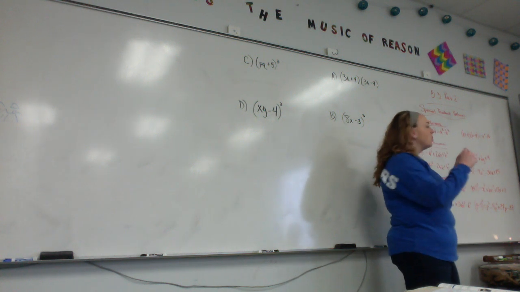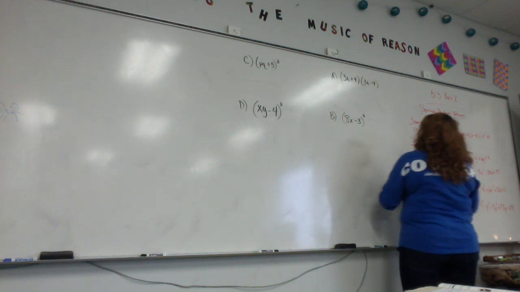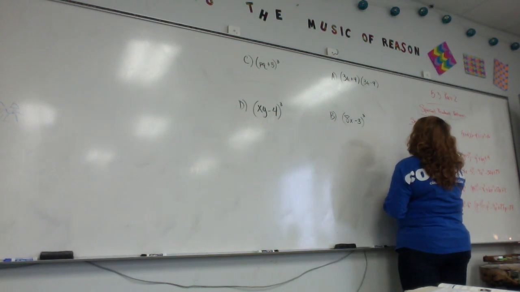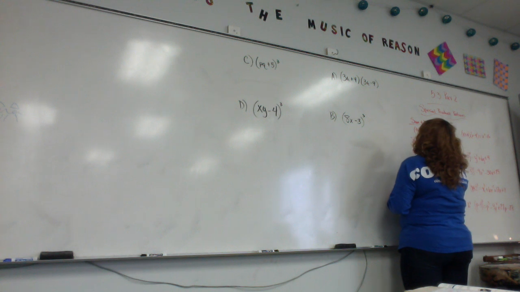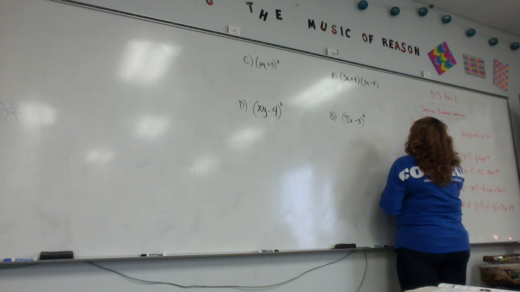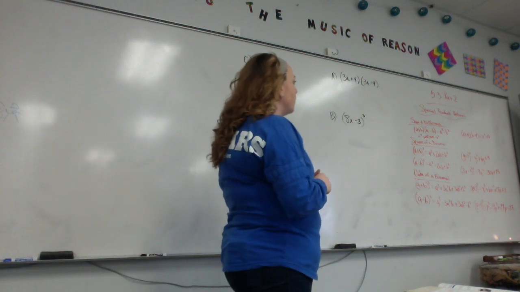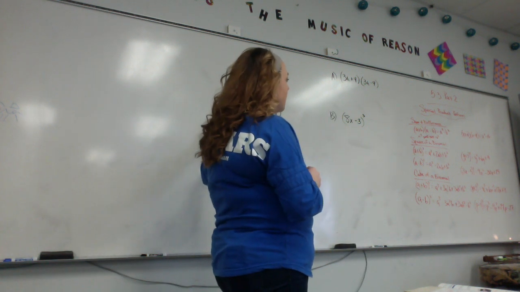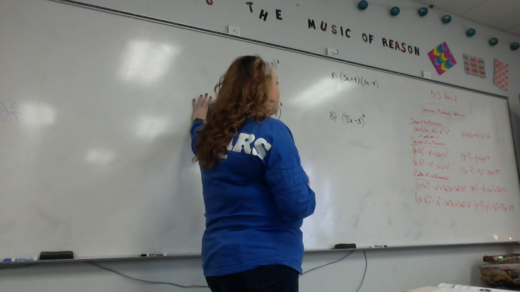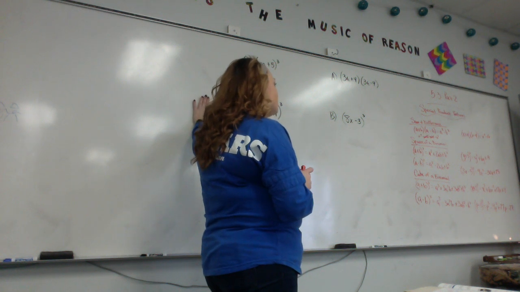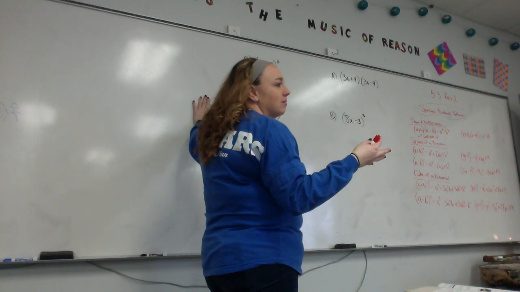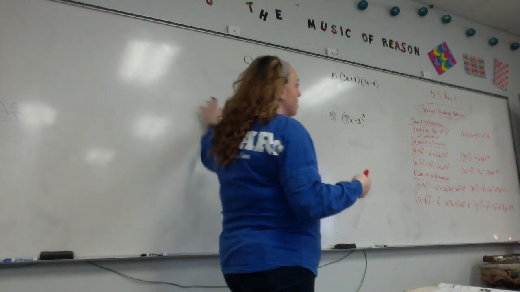Because when I FOIL this out, I do a times a, I get a squared. I do a times negative b, I get negative ab. I do b times a, and I get positive ab. And then I do b times negative b, and I get b squared. See how these cancel? So with a sum and difference, when they're the same a and same b, and there's a plus and a minus, the middles cancel, so I don't need to do that math. I should be able to just pick up on the pattern.